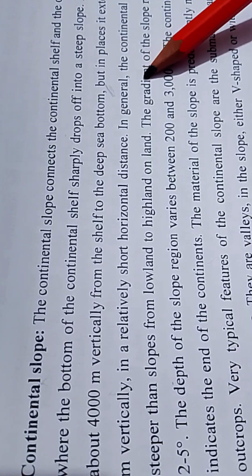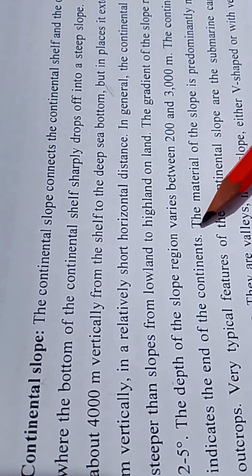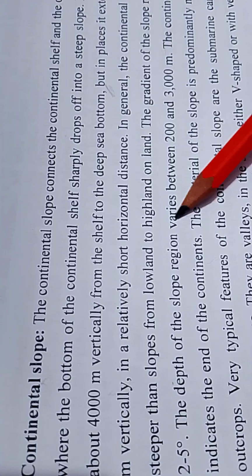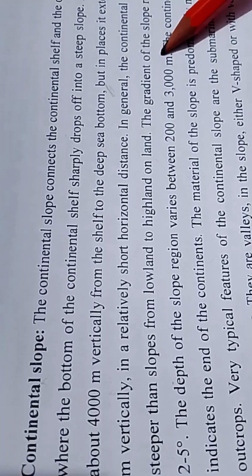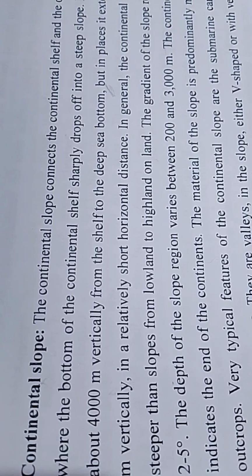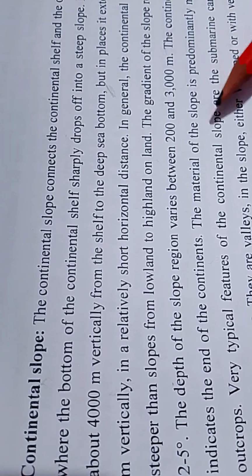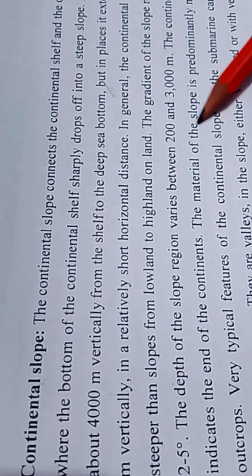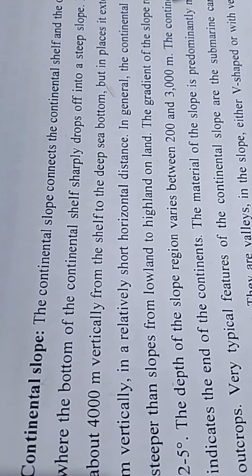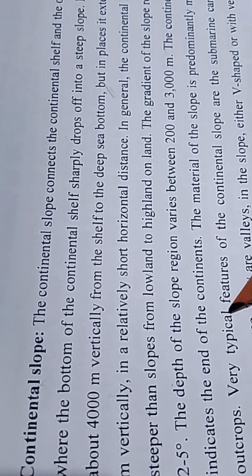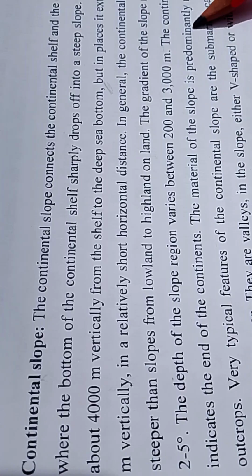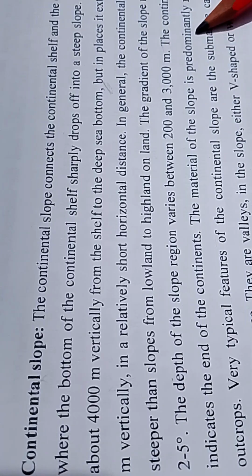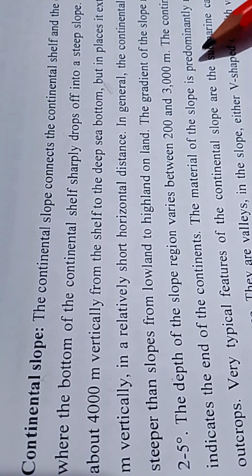In general, the continental slope is considerably steeper than slope from lowland to highland on land, where the gradient of the slope region varies between 2 to 5 degree. The depth of the slope region varies between 200 to 3000 meter. The continental slope boundary indicates the end of continent. The material of the slope is predominantly mud with some rock outcrops.